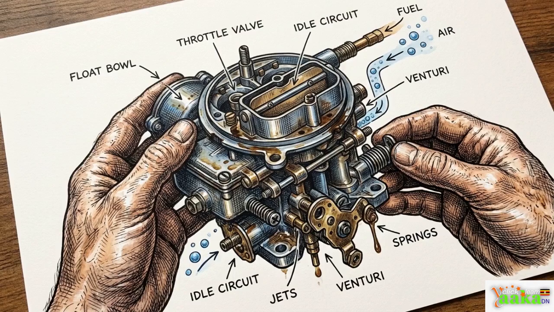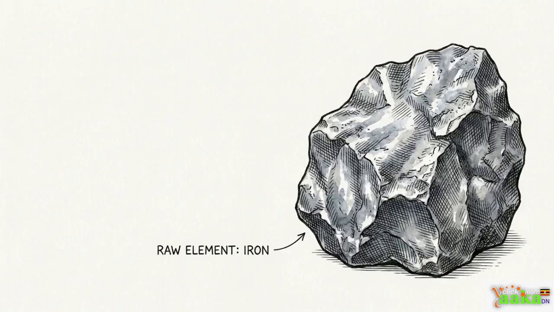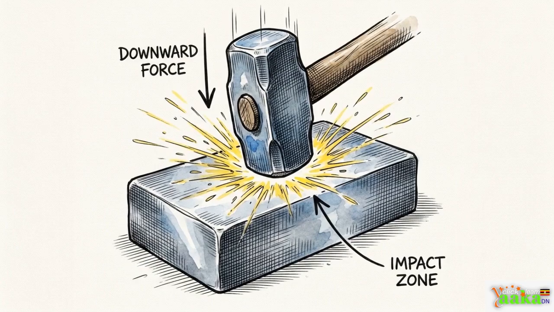By learning how to identify these 3 categories, we can figure out exactly how the materials in our world are put together and how we can take them apart. We start with the elements. These are the simplest raw ingredients in the universe. You cannot break them down into anything smaller.